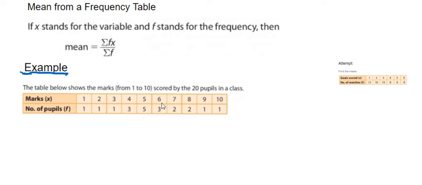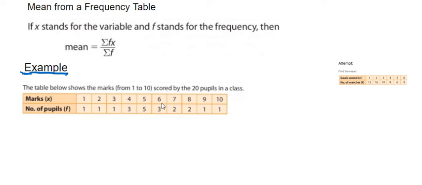On the top row, it's all the marks that are given for 20 different pupils. If we try and interpret it, the first one means that the number of pupils is 1 and the marks given are 1. So one pupil got 1 mark in the test or in the exam. The second one, one pupil also got 2 marks. Third, one pupil got 3 marks. And then this one means that 3 pupils each got 4 marks. So 3 different pupils got 4 marks.